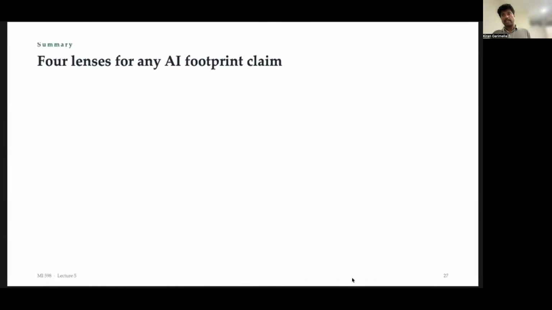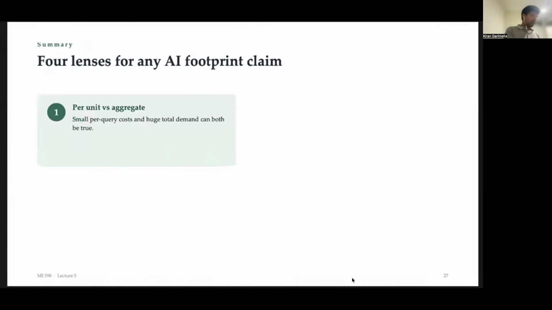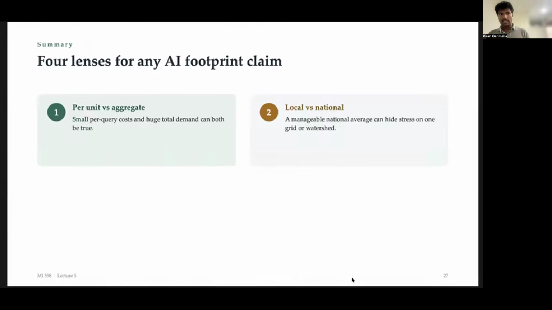Okay, so just to quickly summarize, for any AI footprint claim, you can have four lenses. One is per unit versus aggregate: small per-unit query cost and huge total demand can both be true. Then there is local versus national effects: manageable national averages can hide stress on localized grids or watersheds.